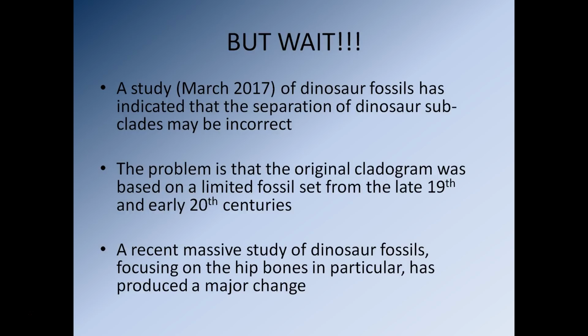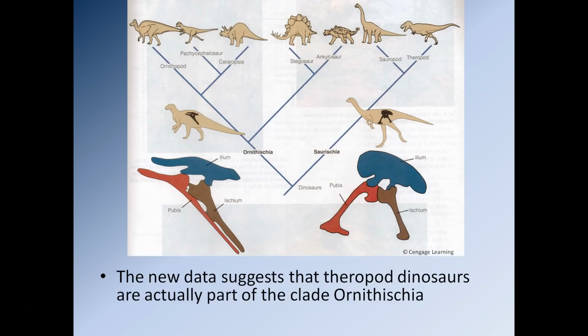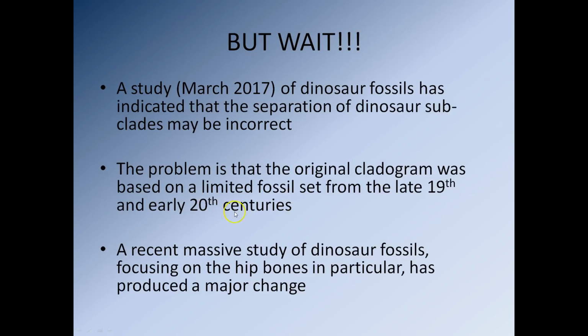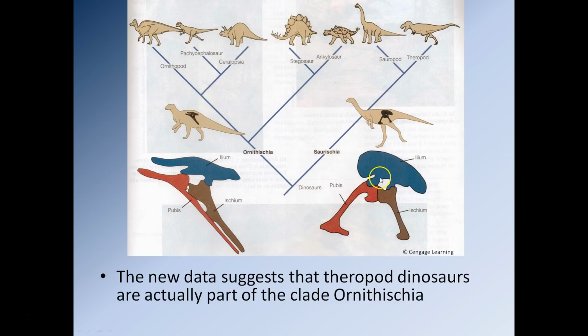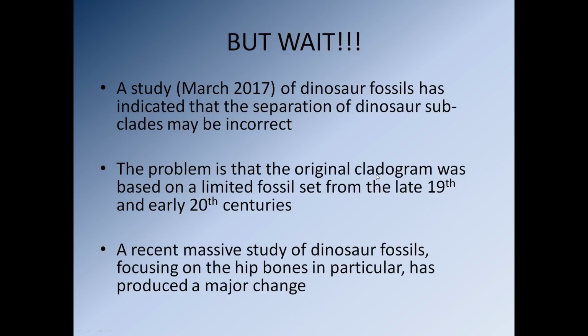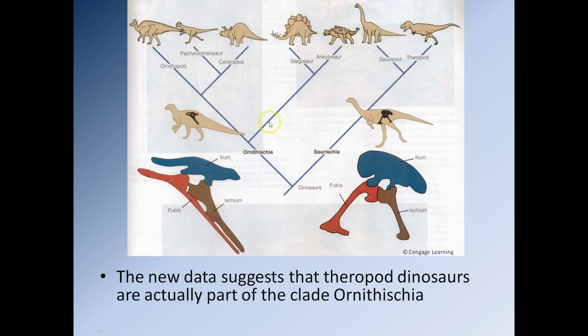Okay, so those are our groups of dinosaurs. Now, something interesting happened in March 2017. The dinosaur diagram that we have here, which splits dinosaurs into 2 groups, the Saurischian dinosaurs and the Ornithischian dinosaurs, is based on fossils from the late 19th and early 20th century. So this diagram is based on a relatively limited group of fossils. You have to bear in mind the fossil record at this point was very, very limited. There weren't a lot of complete skeletons around. And so when the dinosaurs were split up into these groups, it was based on the fossils that were available.